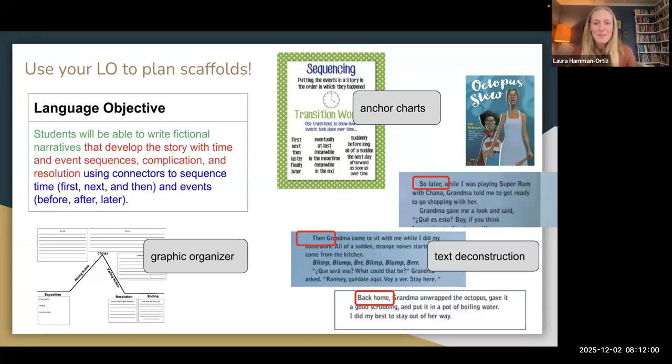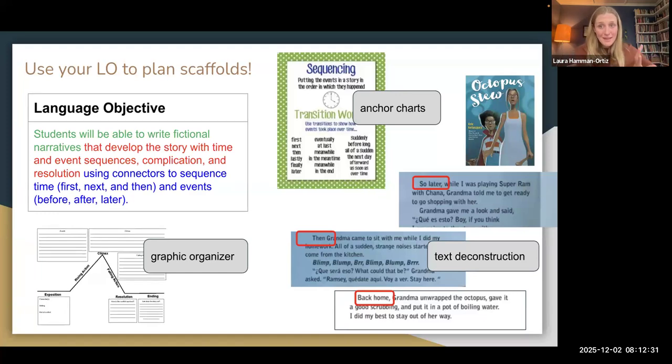It's a fictional narrative that's really engaging about making octopus stew. And so if you pull out a text like this, you can look at the different language features that are used for sequencing and pull those out of an actual text with students so they can see how published authors do this in their writing, right? So here's a few that I pulled out: later, then, back home. So we see that words like later and then are used, but also location words are sometimes used, back home, at the store, to move the story along.